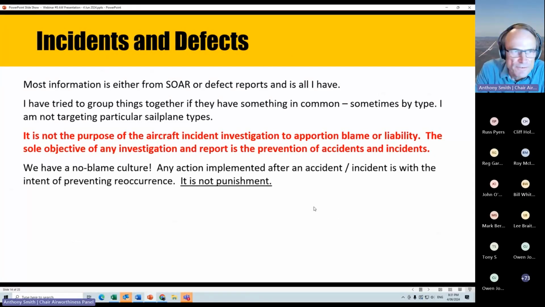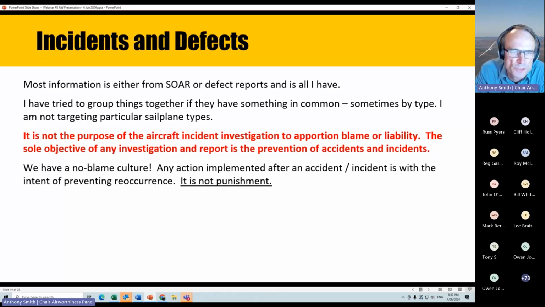On to incidents and defects. Again, this is all from the SOAR database or the defect reports database, and it's all the information that I have at present. Now, I've copied the same slide from last time where I've tried to group things together. I think due to the time frame, I've just put it into calendar time this time rather than grouping things by type or topic. As always, it's not the purpose of an incident investigation to apportion blame or liability.